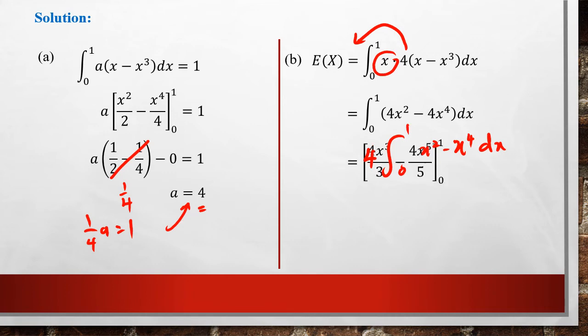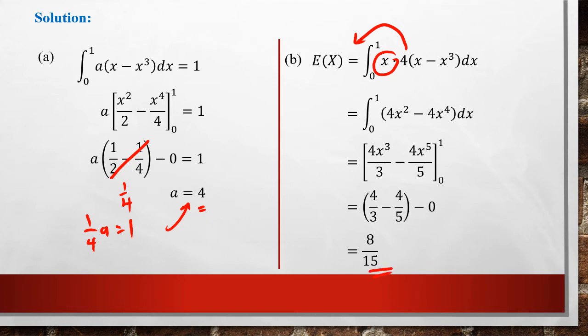But now if we just expand the function, what we get is 4x squared minus 4x to the power of 4 with respect to x. So integrating this, we have 4x cubed over 3 minus 4x to the power of 5 over 5 from 0 to 1. Substituting the values, we get 4 over 3 minus 4 over 5 and then minus 0. So the answer here is 8 over 15. So this is the expected value of the continuous random variable.